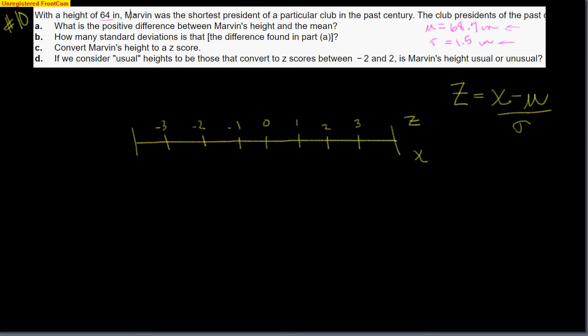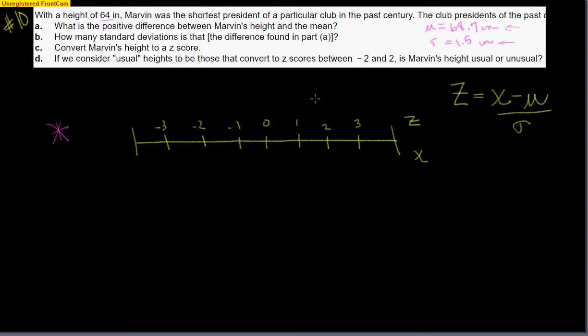How many standard deviations is that? Asked part B. And C is find the z-score. And then finally, is it unusual? Is Marvin's height unusual? Okay, so before I do anything, for all of these problems I have said make a graph, make a picture, make a template, however you want to call it. And this is the template.